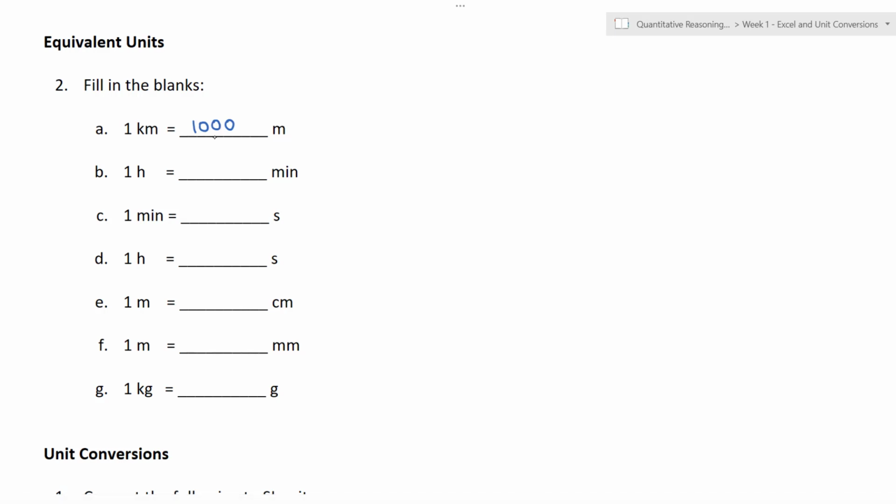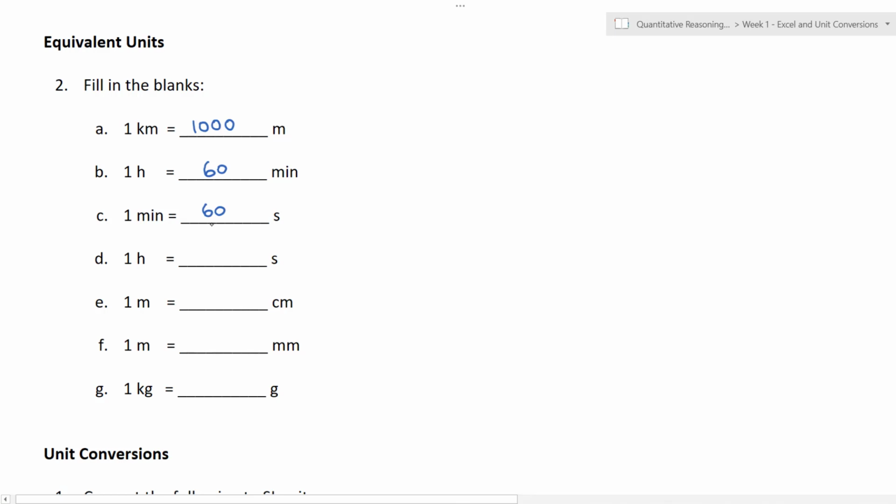Now we have 1 hour is how many minutes? How many minutes in an hour? 60. 60 minutes in 1 hour. Next is 1 minute equals how many seconds? How many seconds are in a minute? 60. 60 seconds in 1 minute.